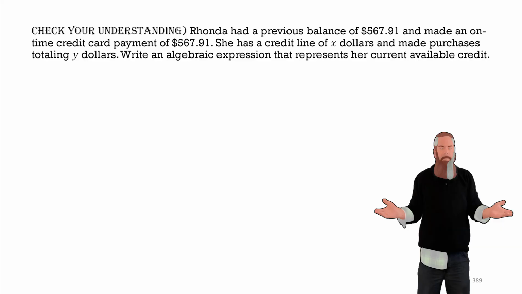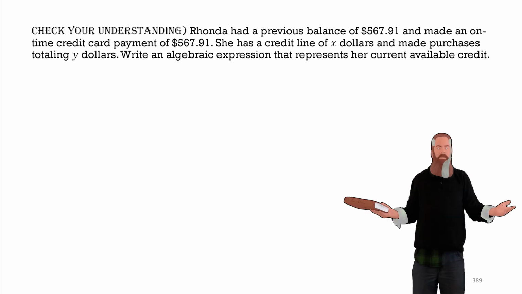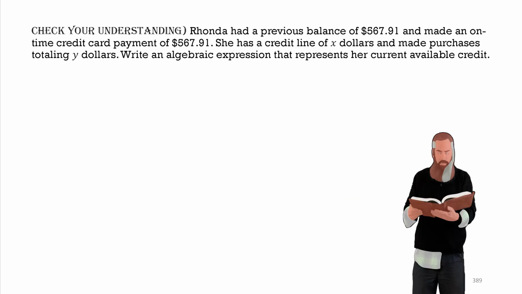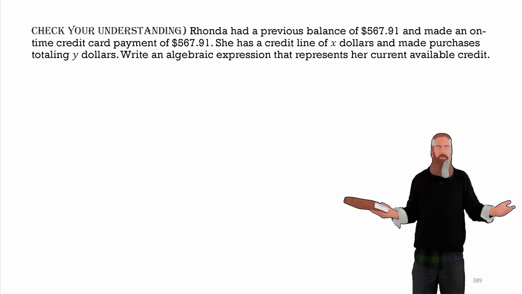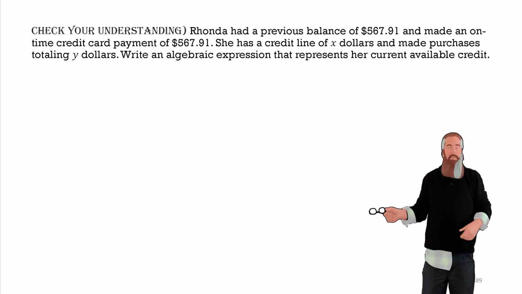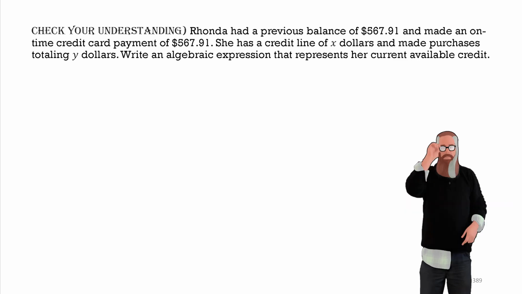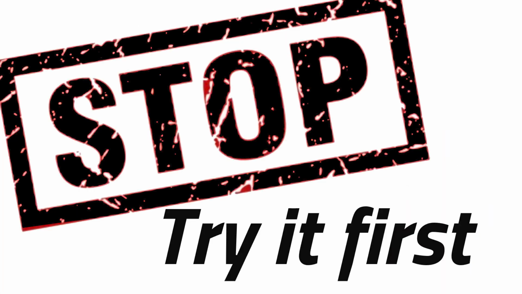$13,007.55. Now let's check our understanding of this. Rhonda has a previous balance of $567.91 and made an on-time credit card payment of $567.91. She has a credit line of X dollars and made purchases totaling Y dollars. Write an algebraic expression that represents her current available credit.